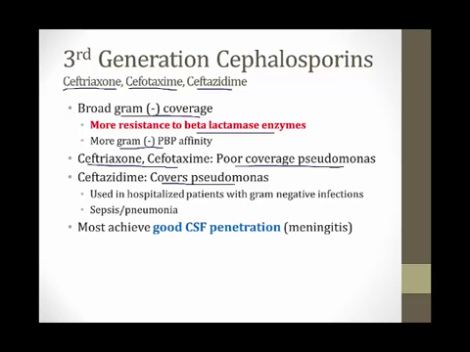Therefore, it's often reserved for hospitalized patients with serious gram-negative infections like sepsis or pneumonia. And most of the drugs in this class, especially ceftriaxone, can achieve good CSF penetration in the setting of meningitis. Therefore, especially ceftriaxone is often used for meningitis.